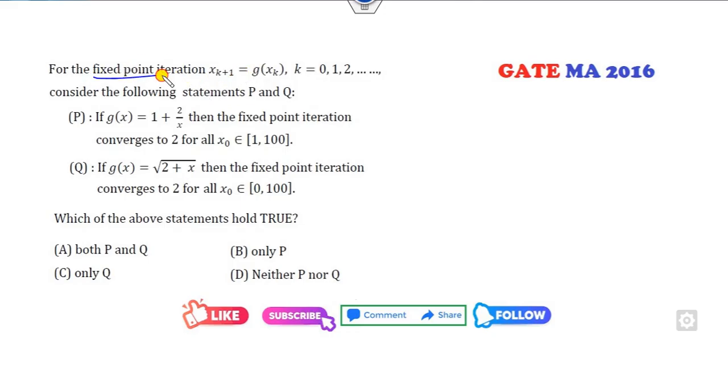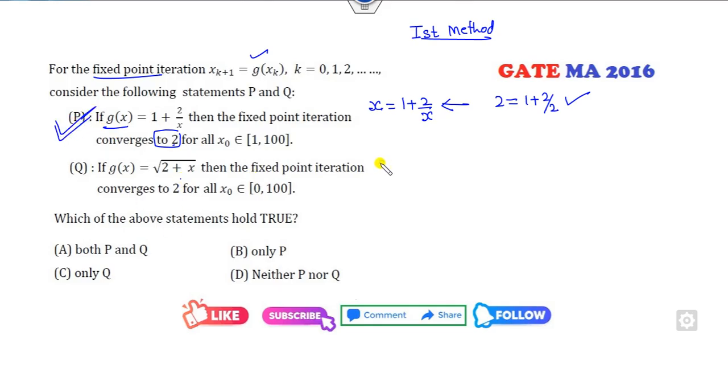Okay, again the fixed point is there. Which of the following is correct? Okay, I will tell you two different methods. The first method, as I told you earlier, you can pick that it converges to 2. So the first case is this. I substitute this g here and check whether 2 is satisfied or not. So 2 is equal to 1 plus 2 over 2, satisfied. It means this is the right answer. For this case, x is 2 plus x, converging to 2. Is it satisfied? You can see again, 2 is 2 plus 2, satisfied. Yes, it is satisfied. So both P and Q are right answers.